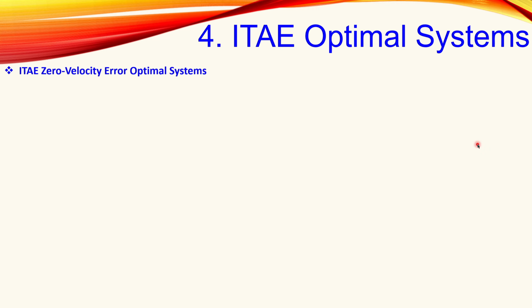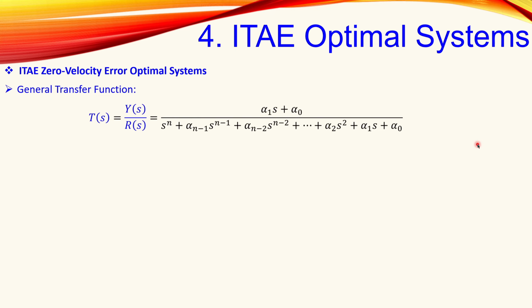Now you can also have the zero velocity error optimal systems. And again, in general view, you can see now we have an s term here. If I look at this, it is the same denominator but the numerator is changed. And again, this is stable and it has no steady state error for ramp inputs also.